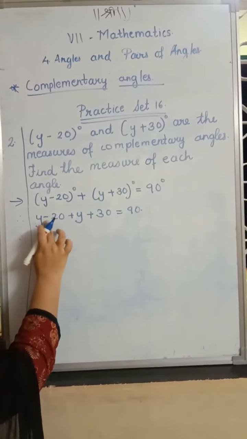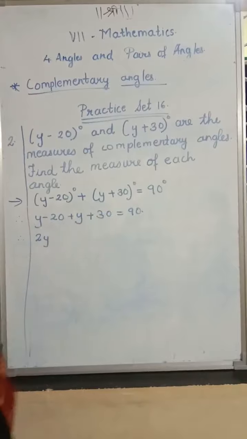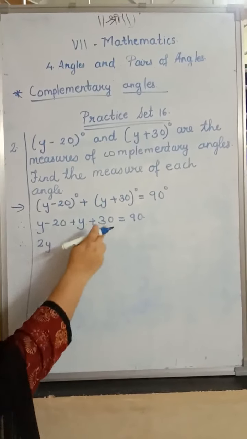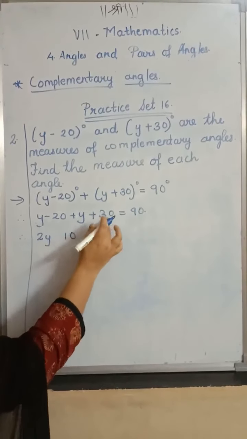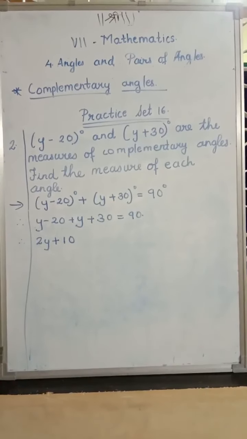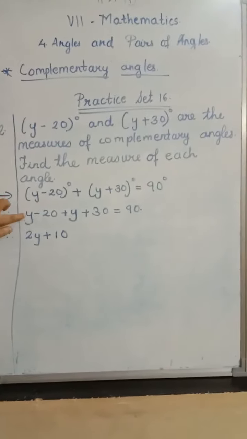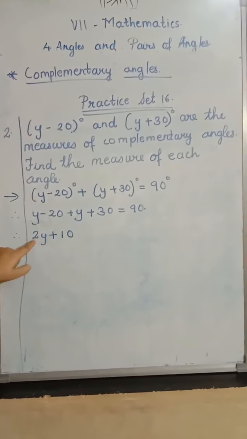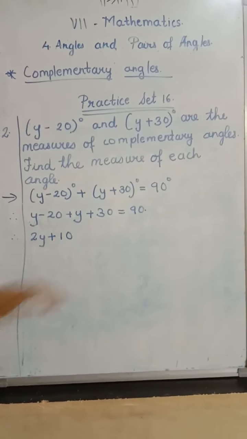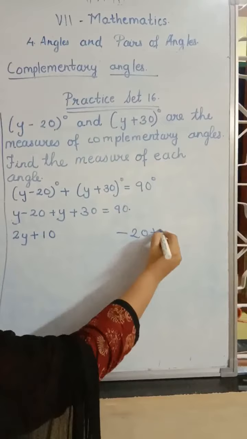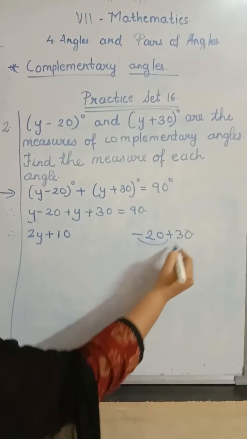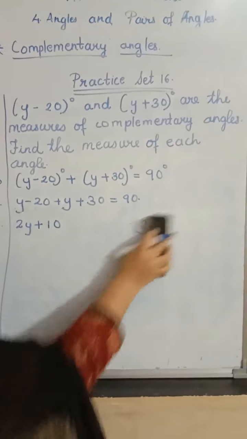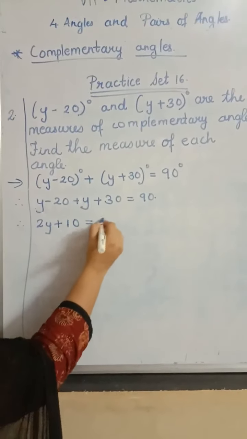Okay. Now this is minus 20 plus 30. Negative, positive. Will you do subtraction? Yes. So 30 minus 20, 10, and greater number sign positive. Did you understand, children? See once again, y plus y is 2y. 1 and 1 will give 2. Okay, now negative 20 and positive 30. Minus plus minus. 30 minus 20, 10, and greater number sign positive. So we are having 2y plus 10 is equals to 90.